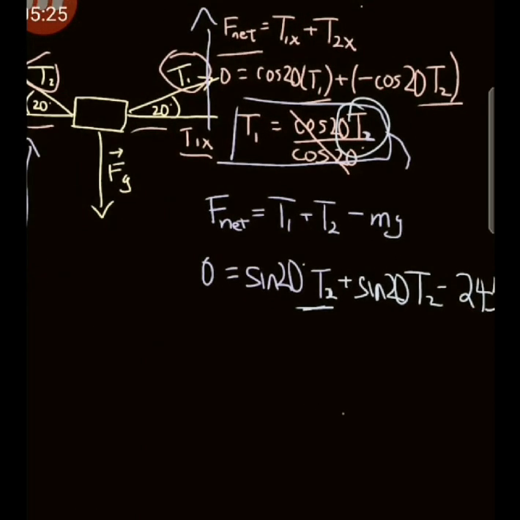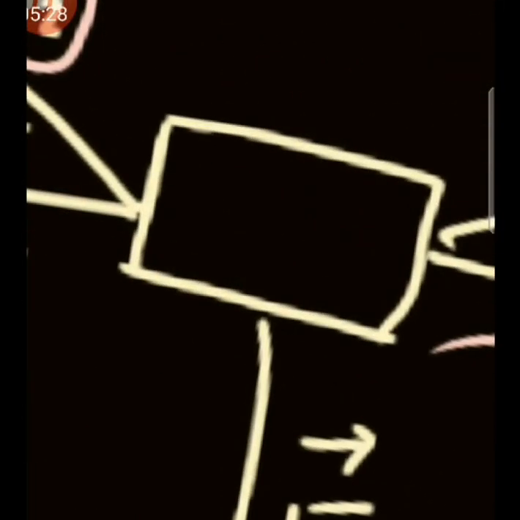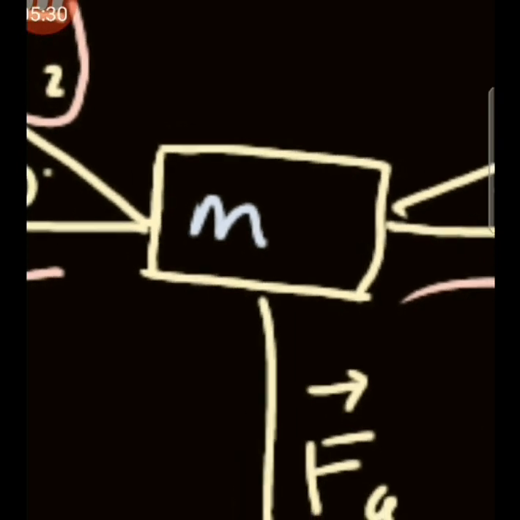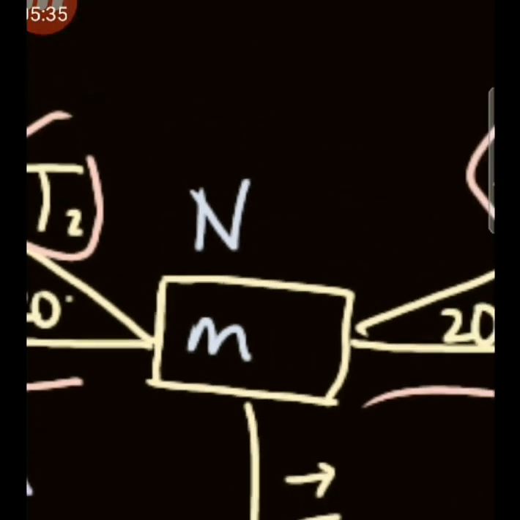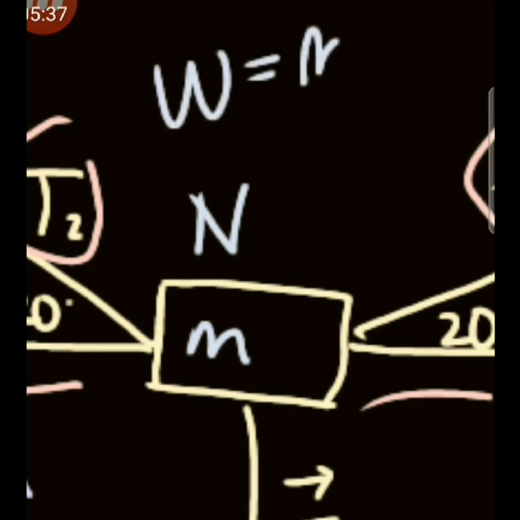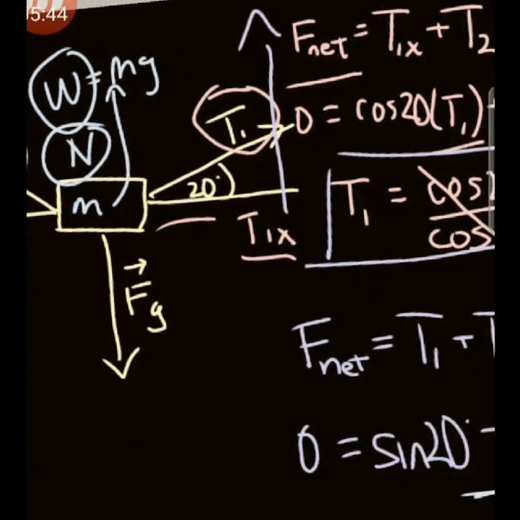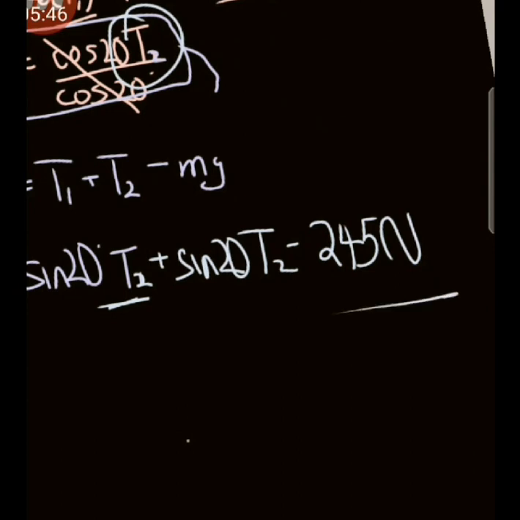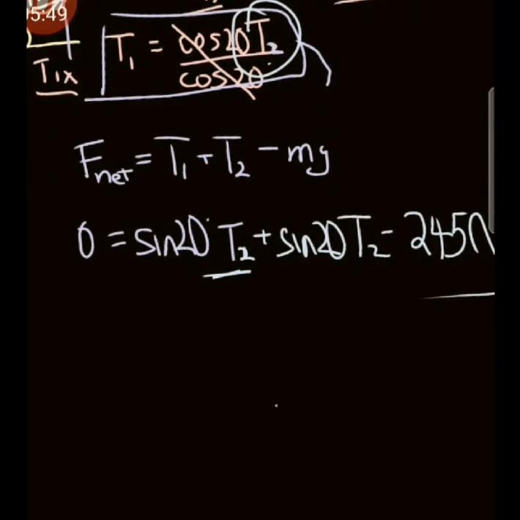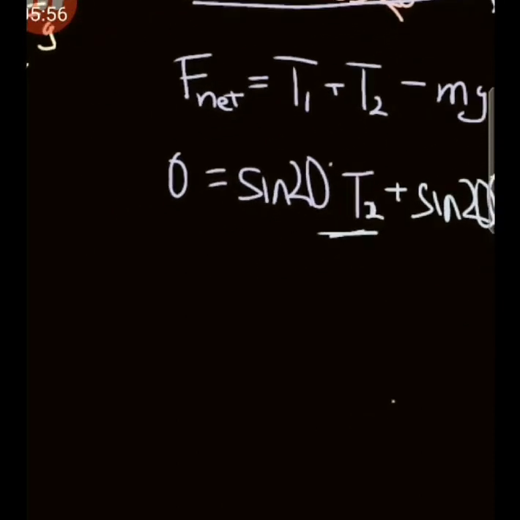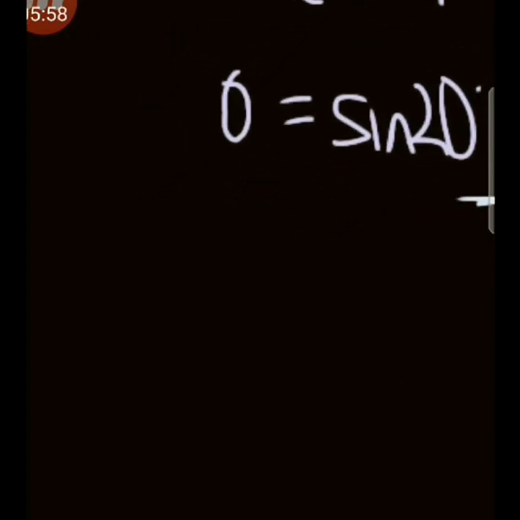If your question gave you the mass instead of giving you how many newtons there are, what you would have to do is find the weight by mass times gravity. You multiply the mass times gravity, and then you get this, which is equivalent to newtons. So there we get that. And then we'll need to isolate T2 so that we can substitute it into the earlier equation. So let's do that. Hopefully you can do that on your own.